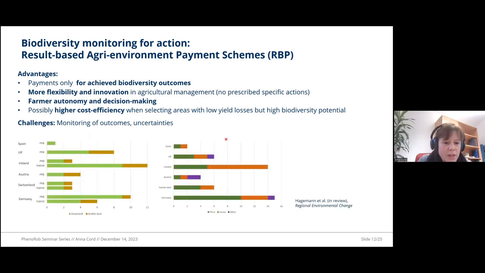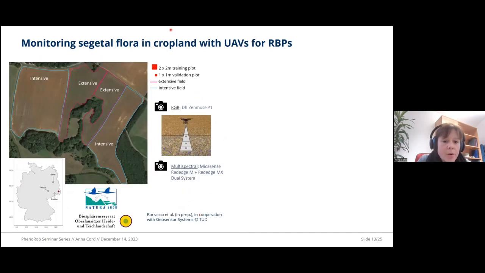So this is a growing field throughout Europe in different countries. We see some patterns: it's used more in grassland and less in arable land. And we also see that there are certain taxa which are targeted more by these schemes, so more plants than animals. And in this context, I'm now switching to the three examples of our current work I would like to show to you. We're currently doing a study where we try to monitor segetal flora in cropland with UAVs.